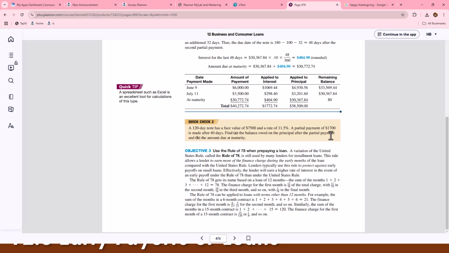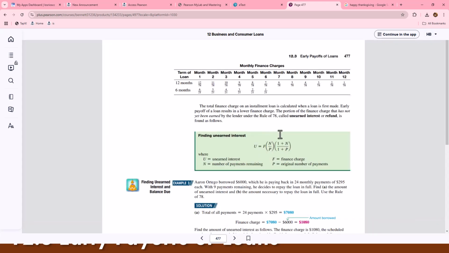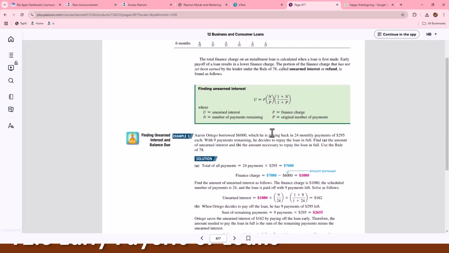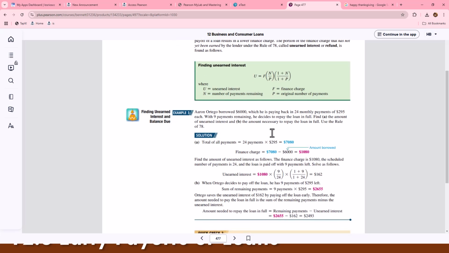We have the rule of 78 when prepaying a loan. It's demonstrated for you here. We also have how to find unearned interest. This formula here, U represents unearned interest. F is the finance charge, N is the number of payments remaining, and P is the original number of payments. This formula here can be used to identify the amount of the unearned interest.